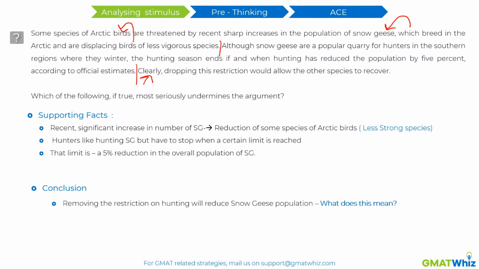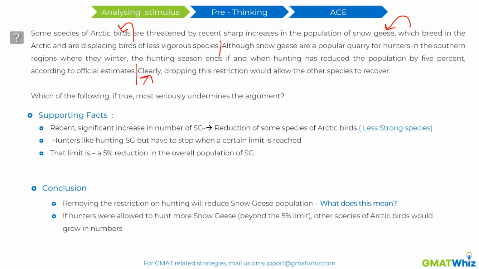All right. What does this mean? It means that if hunters were allowed to hunt more snow geese, other species of Arctic birds would grow in numbers because snow geese would reduce. So, more hunting allowance would help hunters to hunt more snow geese. And hunting more snow geese means reduction in snow geese population by more than 5%. So this is what the conclusion really means if I kind of expand the conclusion.